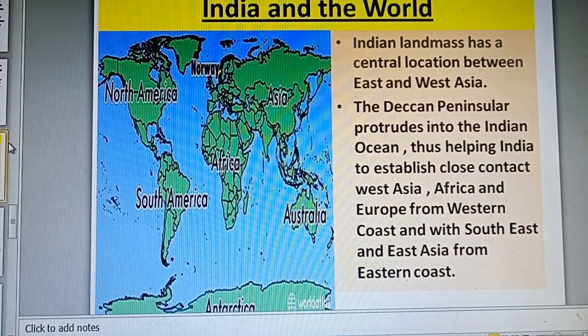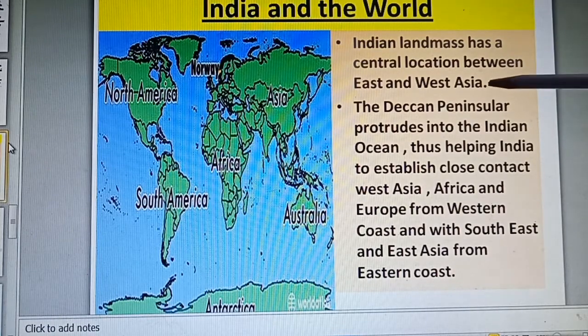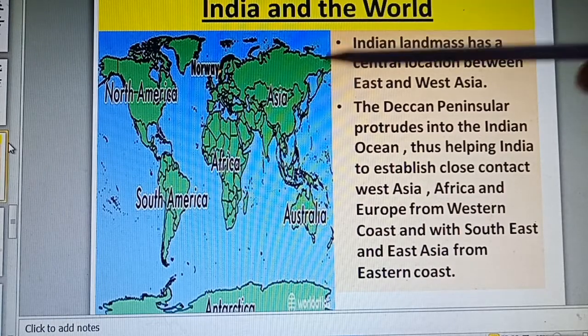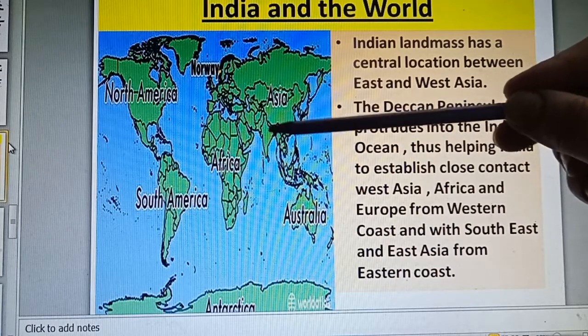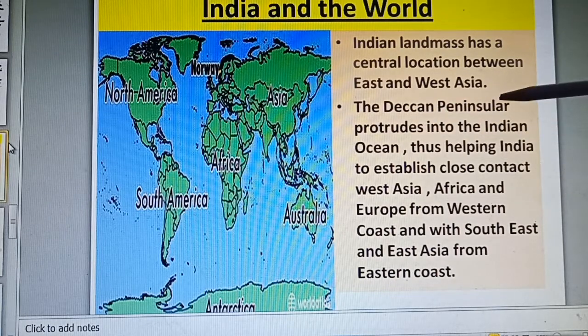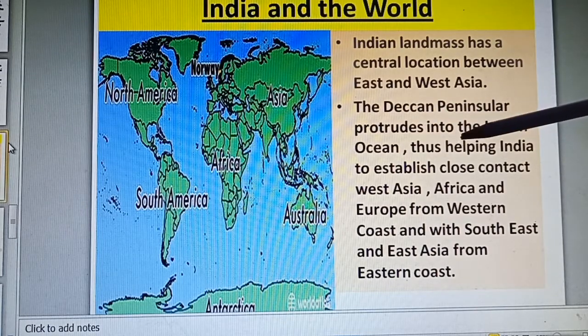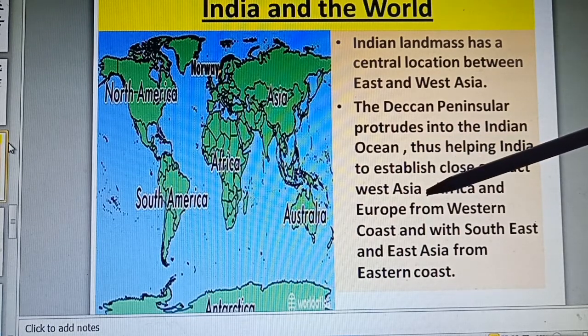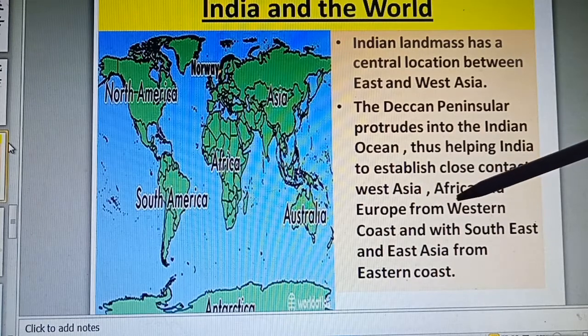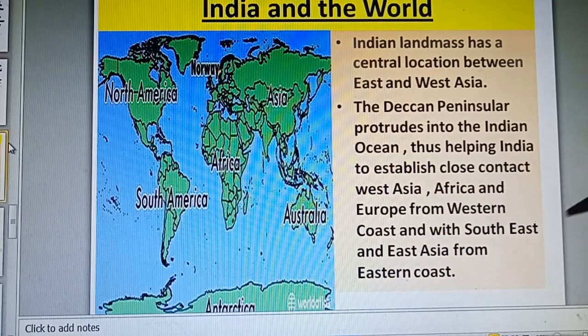Our next topic, India and the world. Indian landmass has a central location between East and West Asia. अगर हम इंडिया की बात करें तो ये बिल्कुल सेंट्रली लोकेटेड ईस्ट और वेस्ट एशिया. You can see this is India. The Deccan Peninsula protrudes into the Indian Ocean, thus helping India to establish close contact with West Asia, Africa and Europe from the western coast and with Southeast and East Asia from the eastern coast.